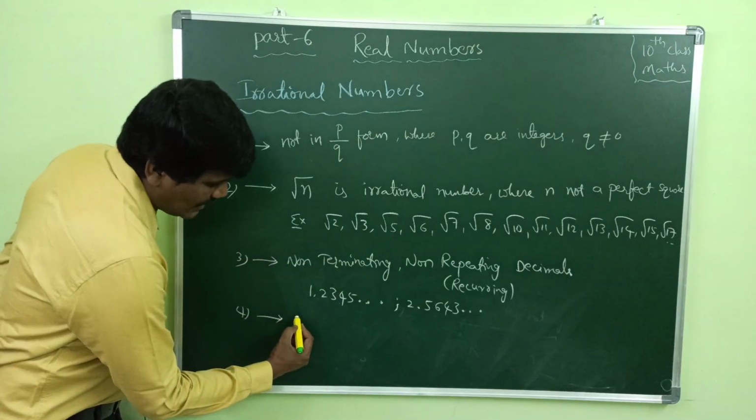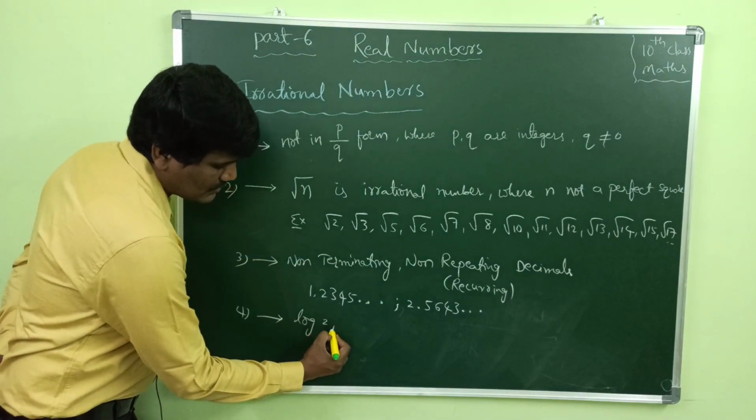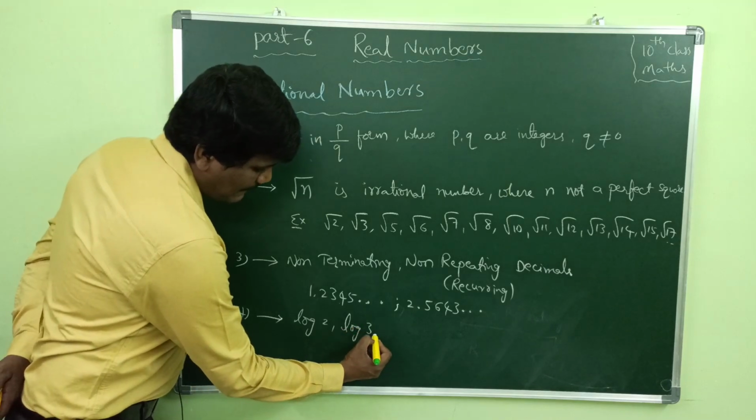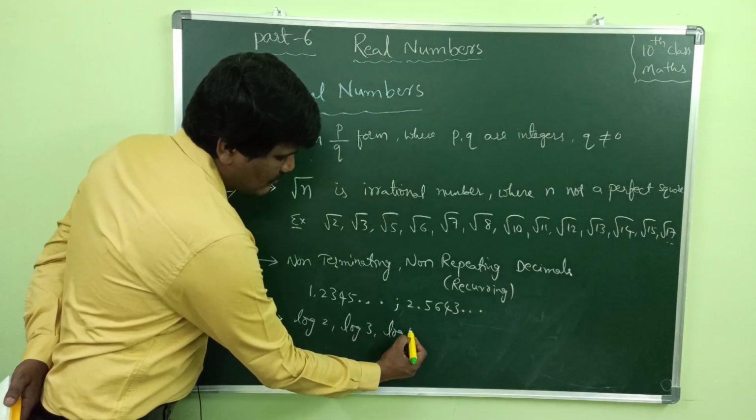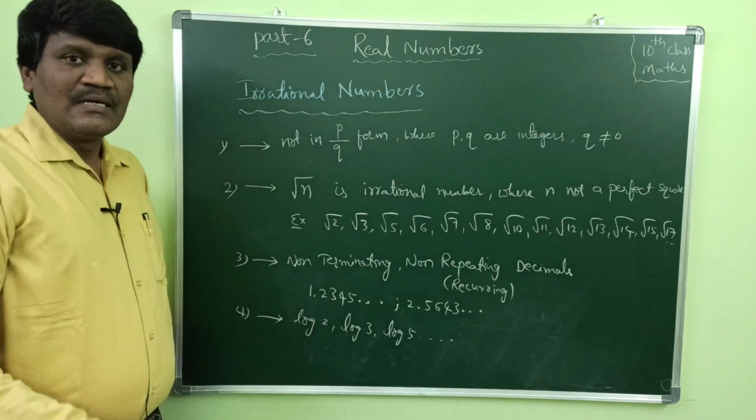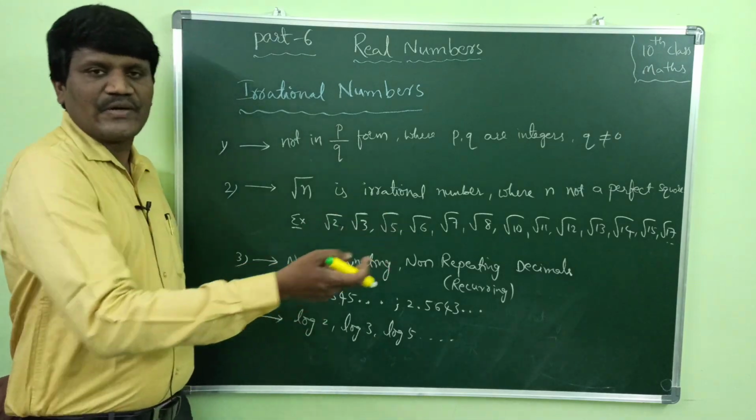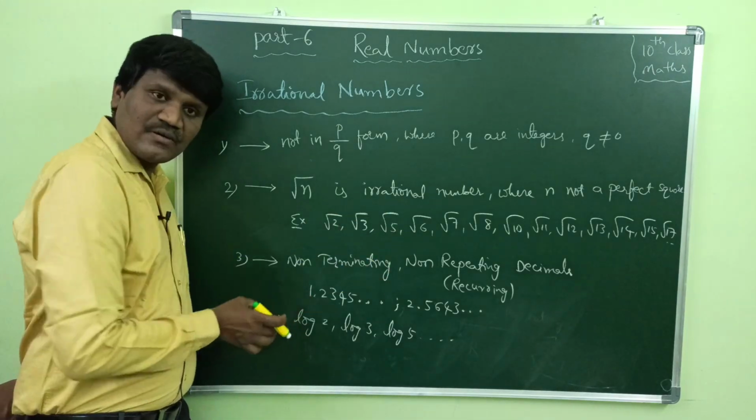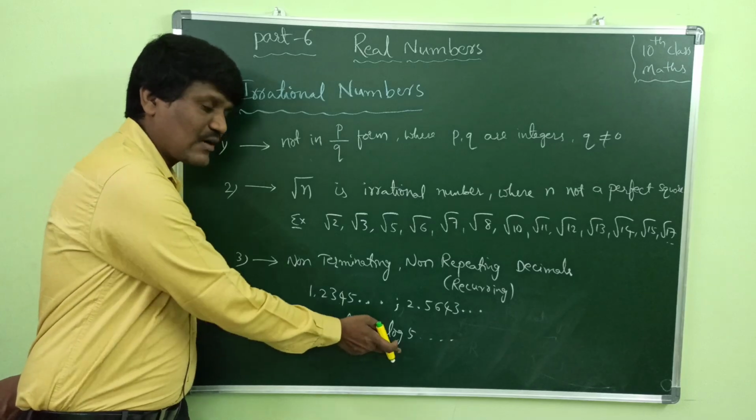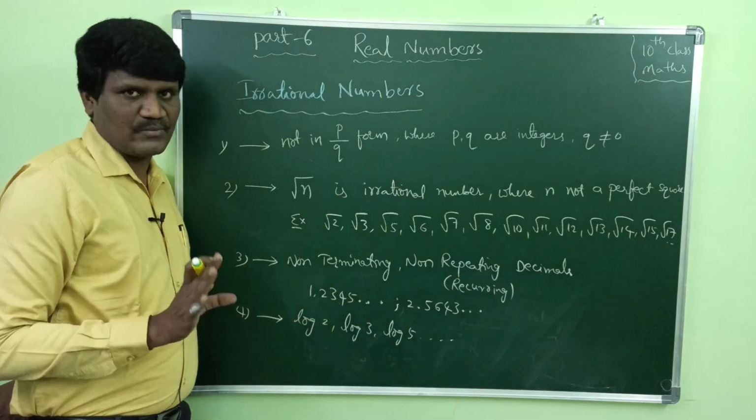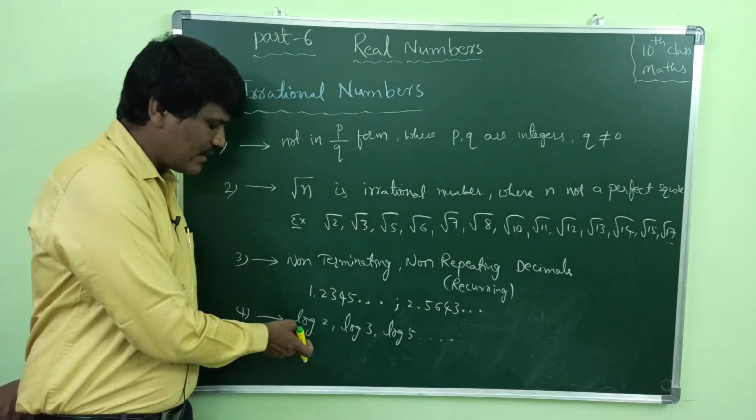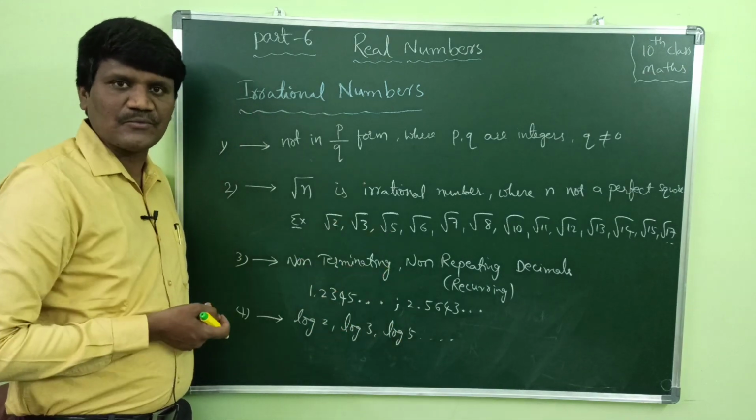Okay, the next representation of irrational numbers is log 2, log 3, log 5 up to so on. This logarithm we will see in the next video about the logarithm chapter, but here log 2, log 3, log 5 are irrational numbers. Let us discuss in detail about logarithm in the next video.